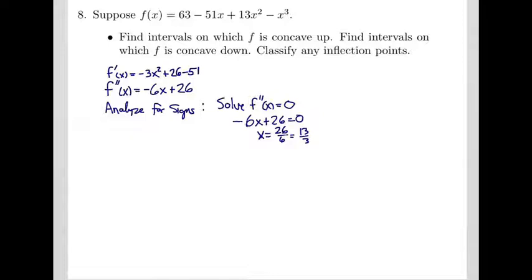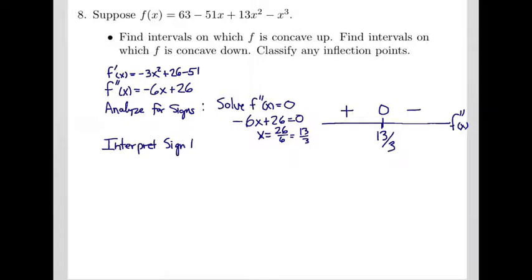Once I find the roots, I can create a sign analysis number line. I put my root 13/3, and that's a root for the f double prime function. I can now plug in values. F double prime for 0 is positive, and f double prime for something big, say 6, gives me negative. And so I can interpret the sign analysis. Interpreting the sign analysis is the key step.